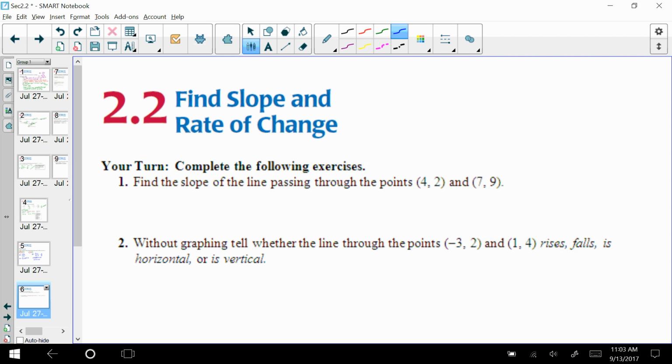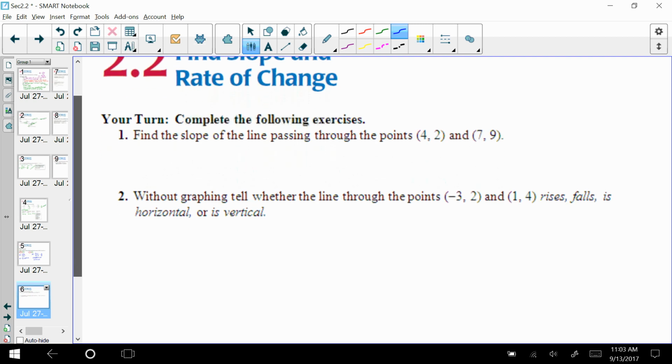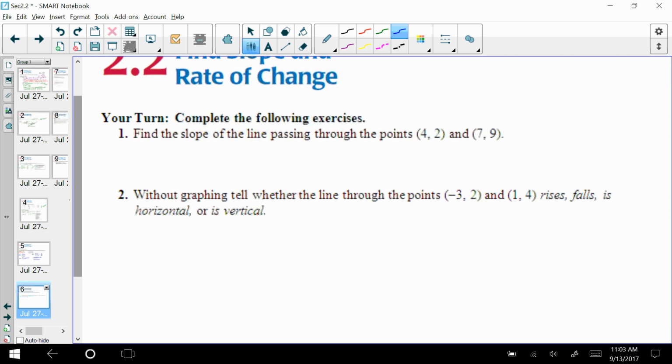So in these next two examples, without graphing, so don't graph on your calculator and don't graph by hand, determine whether a line passing through these 2 points rises or falls, is horizontal, or is vertical. So does it rise, does it fall, is it horizontal, or is it vertical? Feel free to pause the video while you work.